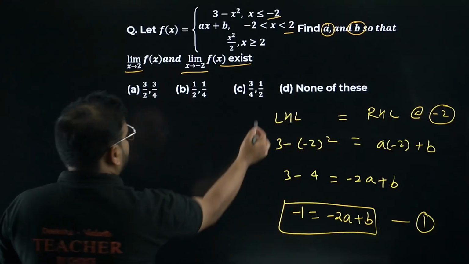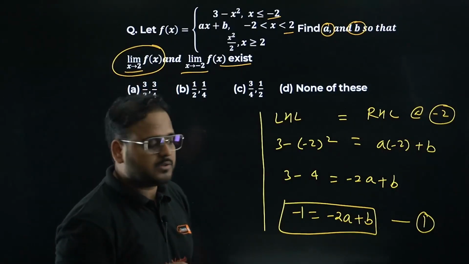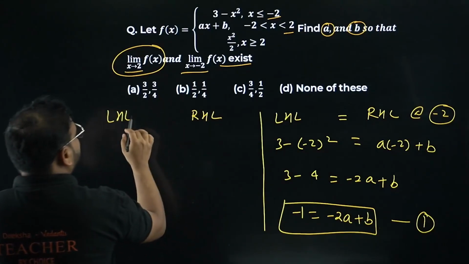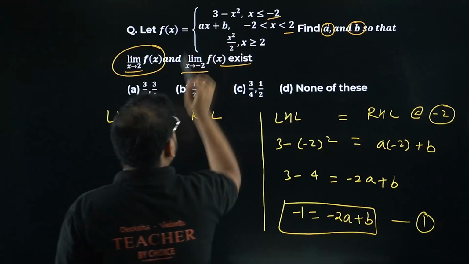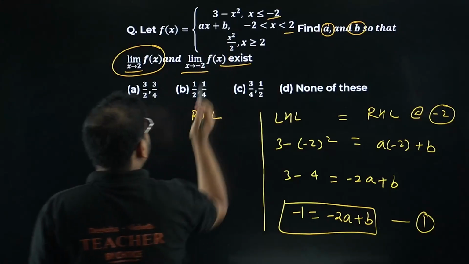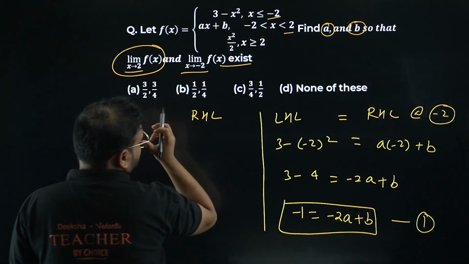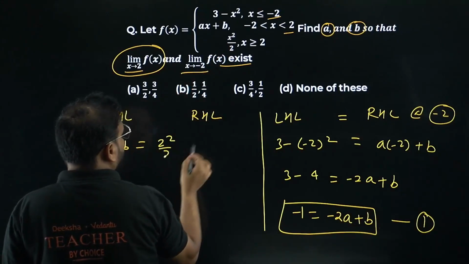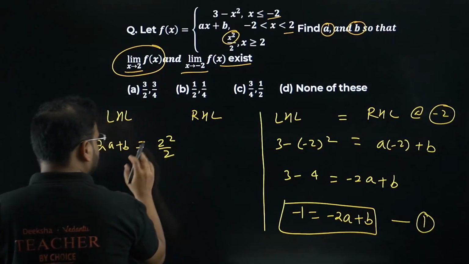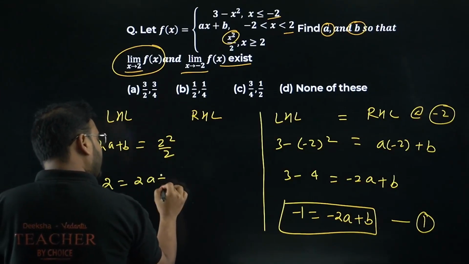So equation number 1. For equation number 2, I'm going to take the other one, which says the limit exists at the point x tends to 2 also. Same thing we're going to do: LHL, RHL. Find LHL now. For this point 2, ax plus b is the LHL part. Please check the less than sign. So it will become 2a plus b equals, and for this side we have 2 square by 2. Put x value as 2, right? So 2 square by 2 is nothing but 4 by 2, so 2. So 2 equals 2a plus b.